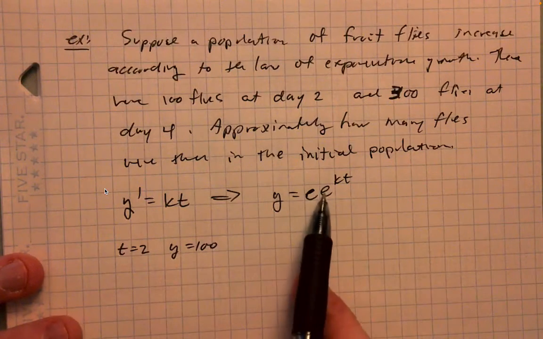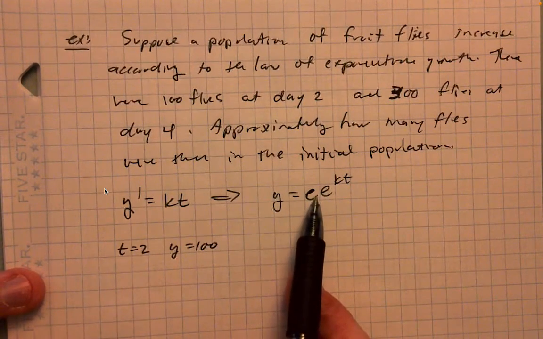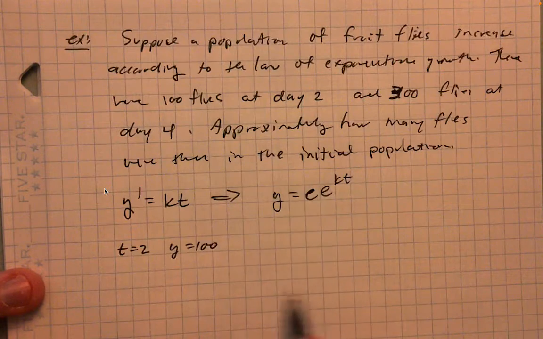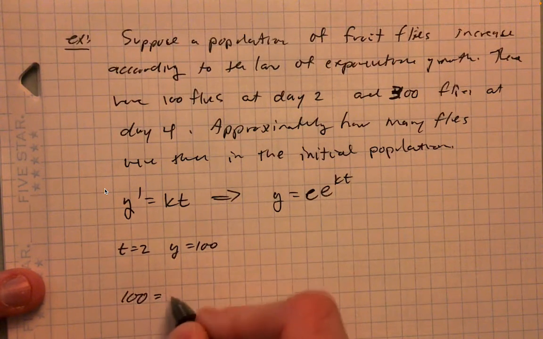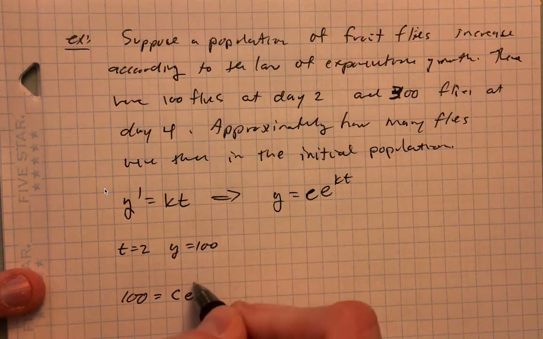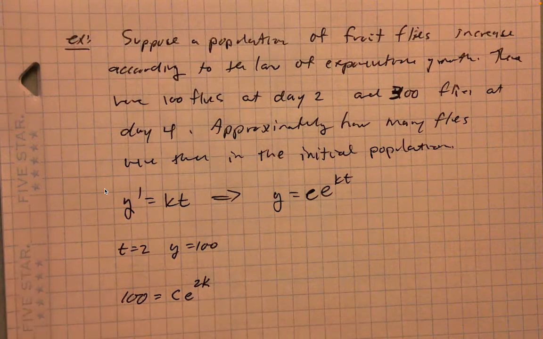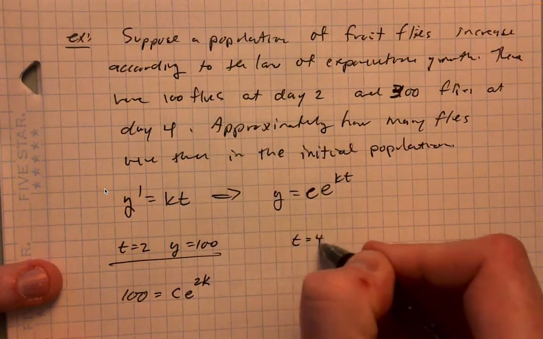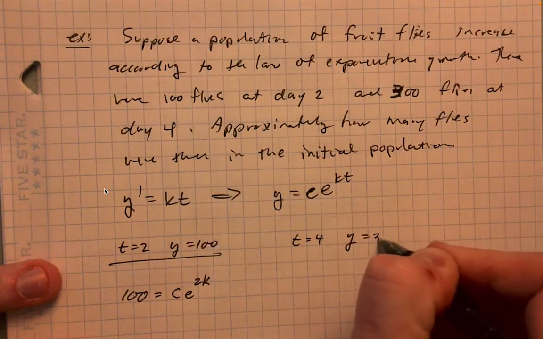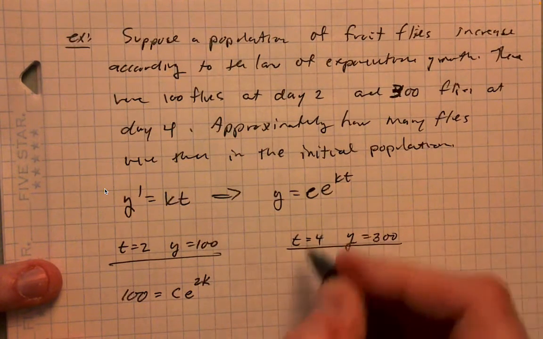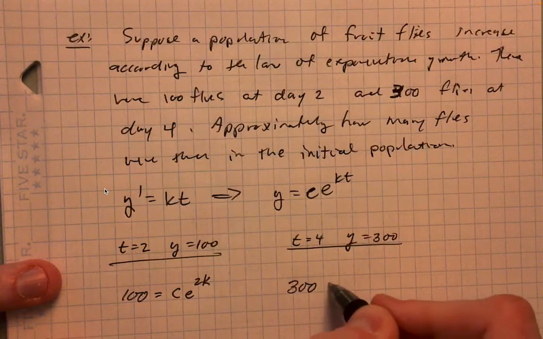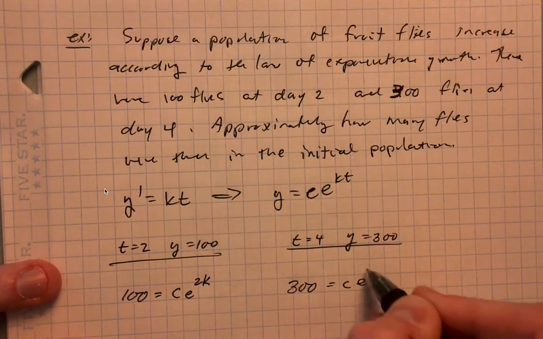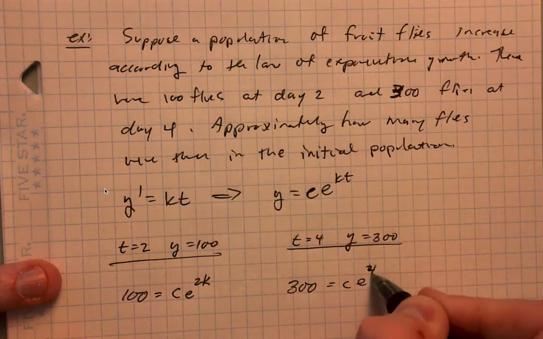And so we'll start with that one, right? When we plug that into this expression, we get 100 equals c e to the 2k. Okay, and the other one that we know is t equals 4, y equals 300. So we could plug that in as well: 300 equals c e to the 4k.